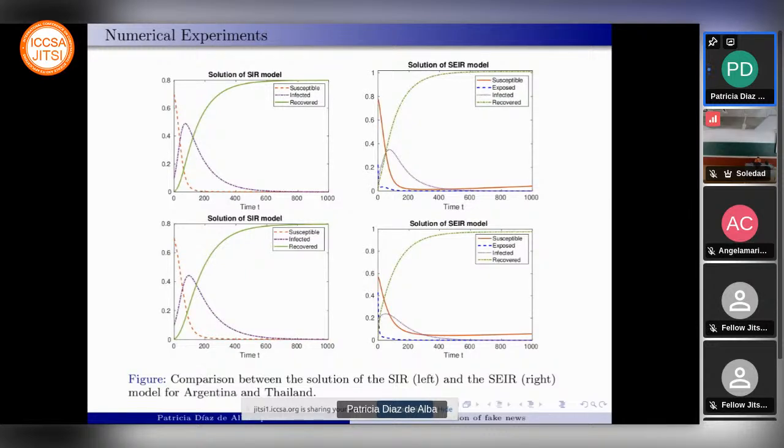It's smaller in the SEIR model because the exposed subpopulation is divided, if we remember the scheme, between the infected population and the removed population. So the number of infected people in the SEIR model is smaller with respect to the SIR model, which makes sense because the subpopulation of exposed people is divided into groups.